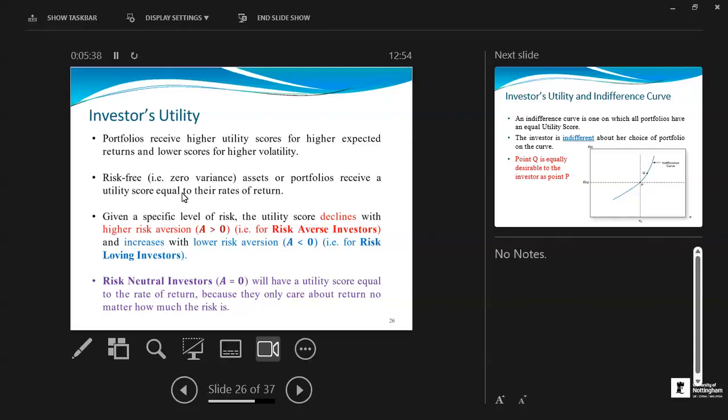And then we have a term called risk neutral. So who are these risk neutral investors? Risk neutral investors are ones who don't actually care about risk. The only thing they care about is expected return. So risk neutral investors will have a value of A equal to 0, and they will have a utility score equal to the rate of return, because they only care about the return irrespective of the risk involved.